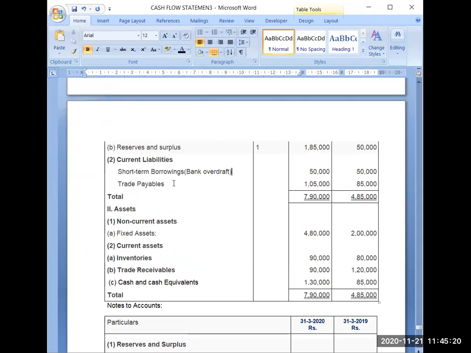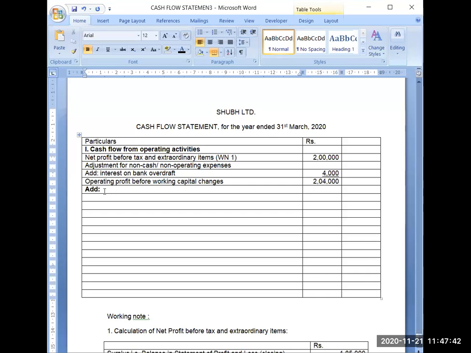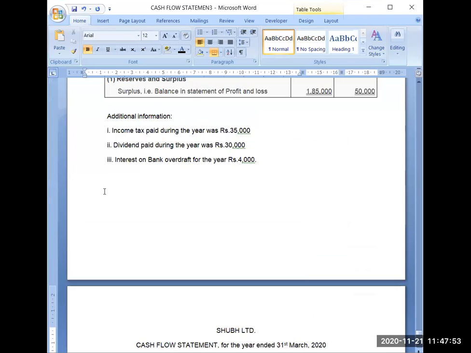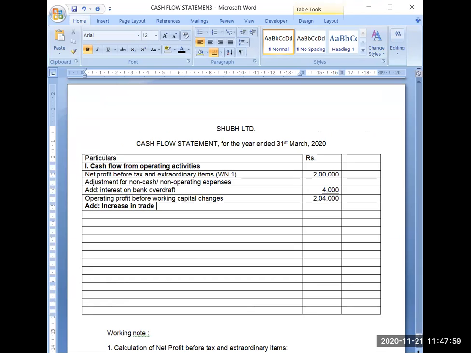Trade payables. Trade payables last year balance was 85,000. Now it has become 1,05,000. So it has increased by 20,000. So increase in current liabilities will be added here. Increase in trade payables, 20,000 is the increase there.